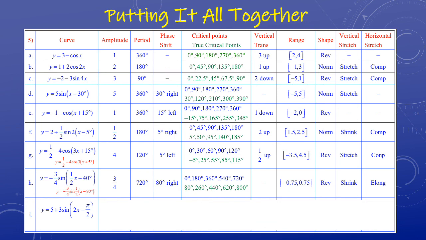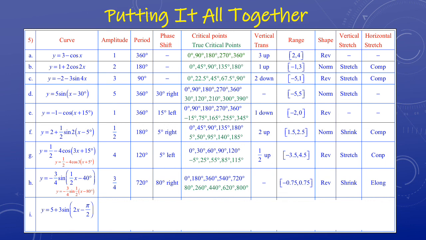In H, reading -3/4 sine of 1/2 x minus 40 degrees, we have to factor out the 1/2, and we get y is equal to -3/4 sine of 1/2 quantity x minus 80 degrees. That means that the amplitude is 3/4, the period is 360 divided by 1/2, or 720, and the curve has been shifted 80 degrees to the right.